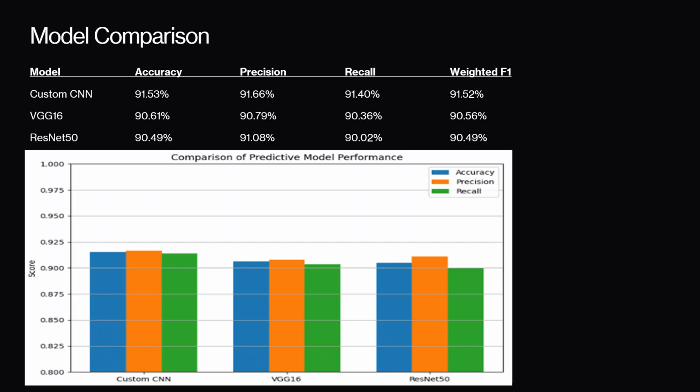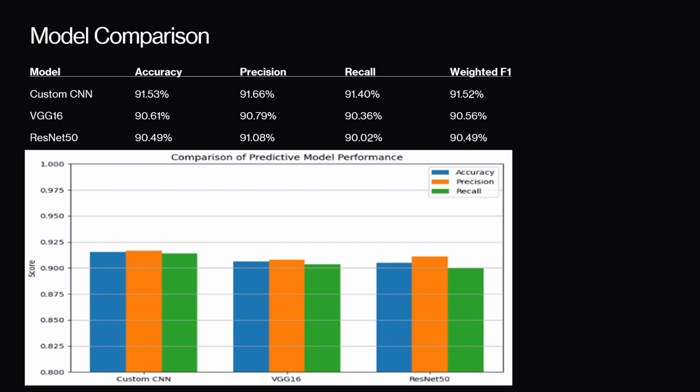VGG16 and ResNet 50 also show great predictive capability, with testing accuracy slightly above 90%, confirming that transfer learning remains an effective approach for medical image classification. The most interesting finding from this project is that the best results were produced by the simplest architecture. Initially, I expected the transfer learning models to outperform the custom CNN because they were pre-trained on millions of images from the ImageNet dataset. However, the results showed the opposite.